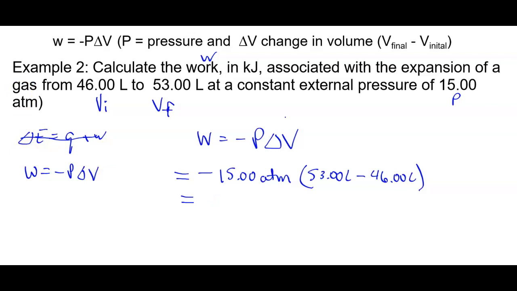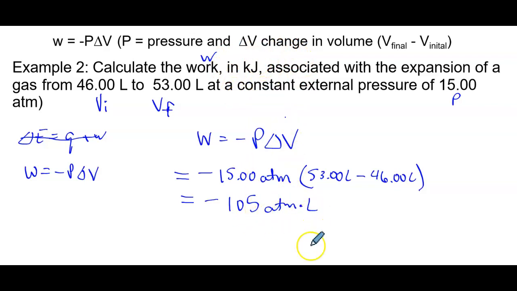So we're going to take 15 times parentheses, 53 minus 46, close parentheses, and I get a negative, because I'm not going to forget about that negative out there, a negative 105 atmosphere liters. Okay, a negative value there when I punch that into my calculator. But it is asking for the unit in kilojoules.